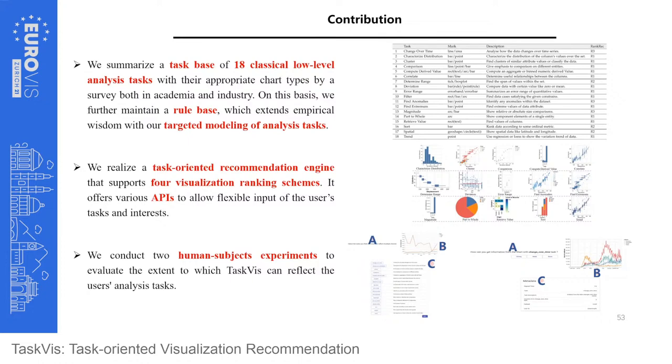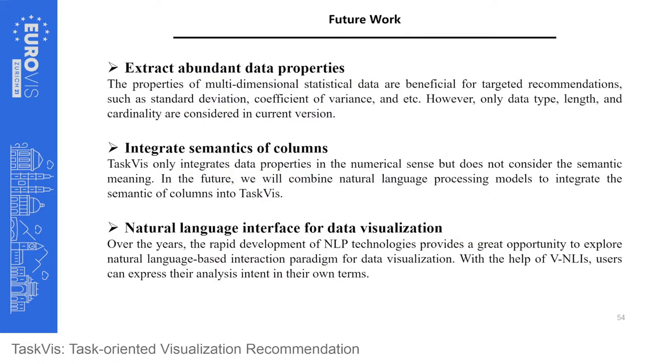It offers various APIs to allow flexible input of the user's tasks and interests. Third, we conduct two human subjects experiments to evaluate the extent to which TaskVis can reflect the user's analysis tasks. As to future work, first is to extract abundant data properties. The properties of multidimensional static data are beneficial for targeted recommendations, such as standard deviation, coefficient of variance, and exact. However, only data type, length, and cardinality are considered in current version.